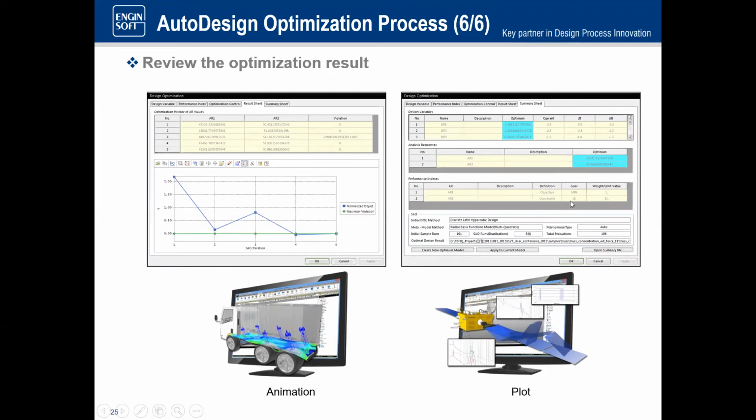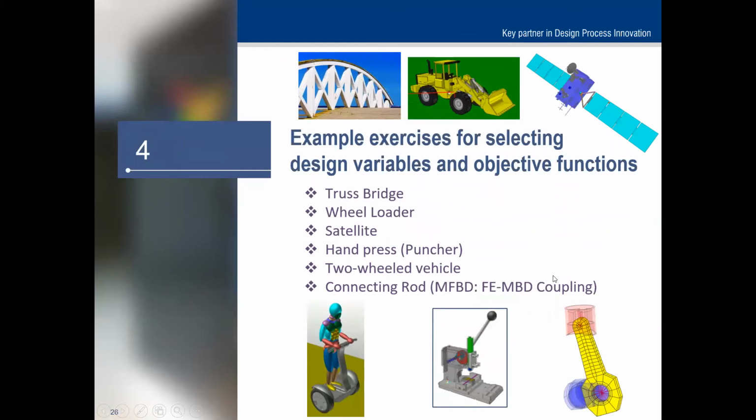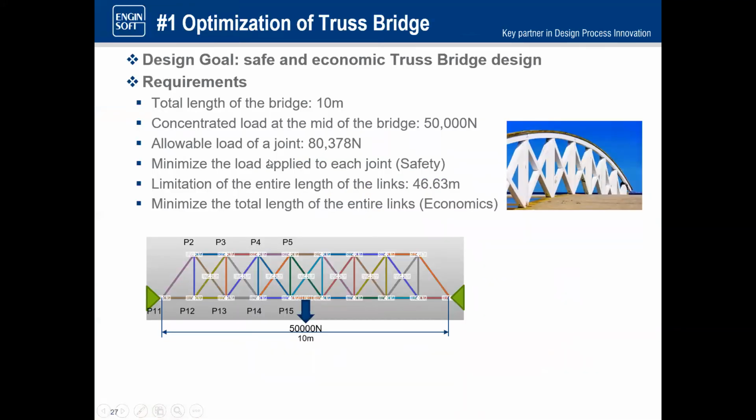There's actually this optimization history that's available. So there's a lot of outputs custom to the optimization to help you see what's happened during the optimization. So we're going to quickly go through 6 different examples just to help you understand what a typical process is to come up with the design parameters and so forth.